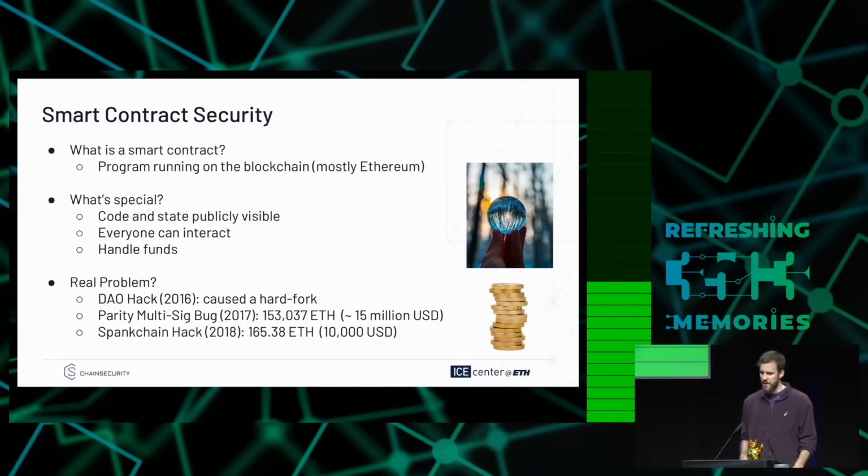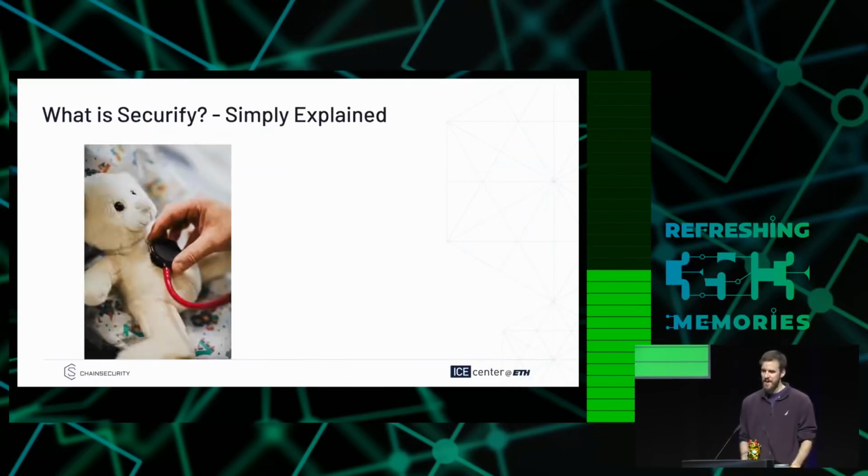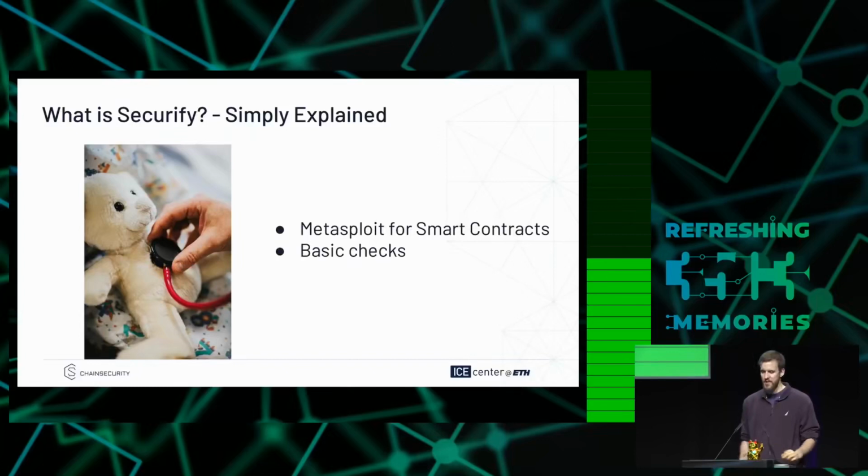At ETH Zurich, in cooperation with Chain Security, we built this new tool which is called Securify. And first I will give a simple intuition into what it does. Basically, it provides some basic checks for your smart contract that you always want to have, like when your doctor comes with the stethoscope and does some basic checks on you. And if you are not so much into security, maybe you still have heard of Metasploit. So it's kind of like a Metasploit for smart contracts. It scans for basic things that you always want to scan for.